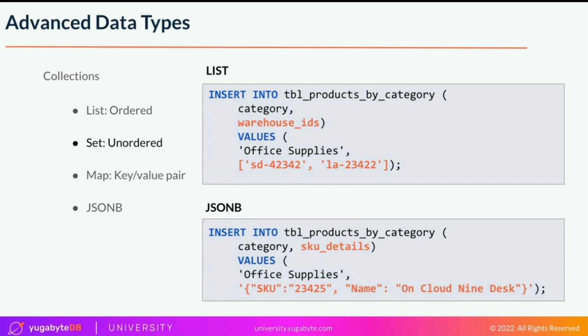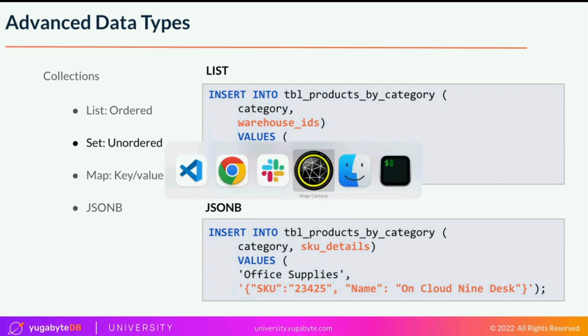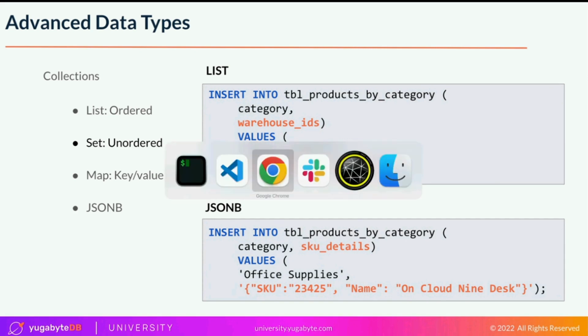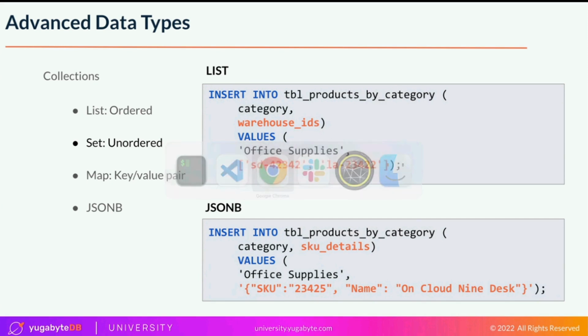And then on the bottom, this is your JSON-B. What's interesting about JSON-B is that there's a couple things that make it the best practice to use above lists, sets, and maps, because JSON-B can actually allow you to use lists, sets, and maps within its JSON data structure.